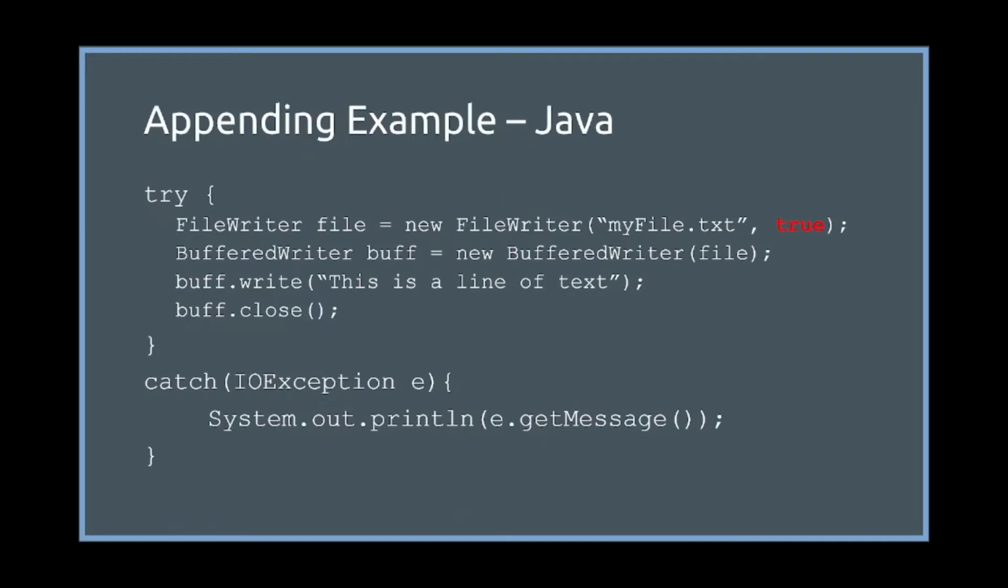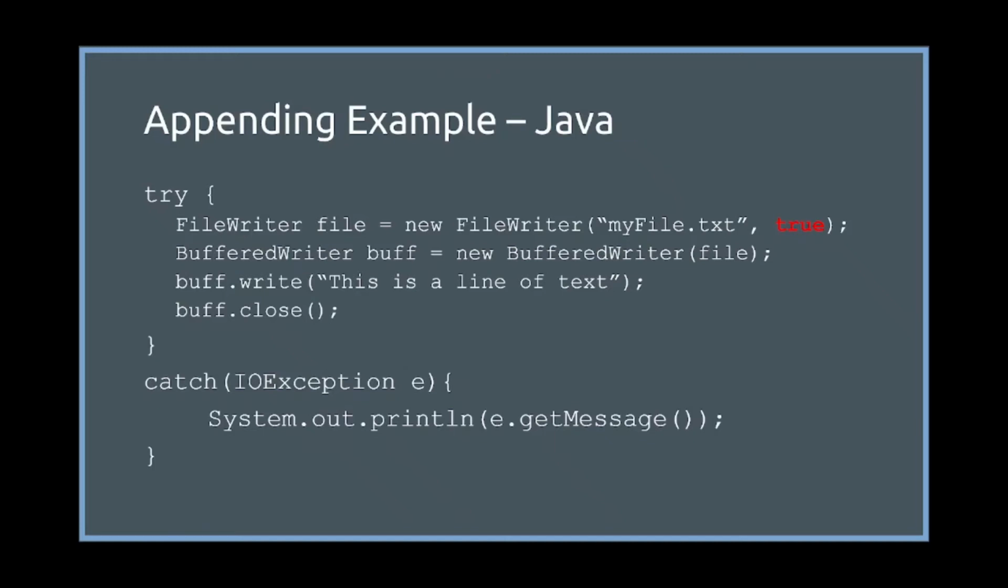If we then look at appending, you can see I've just highlighted the difference there, and it's that comma true. That will open the file, go to the end, and we can append to the end of it. Okay, and we'll have a look at that in our actual example. The rest of the code remains the same.